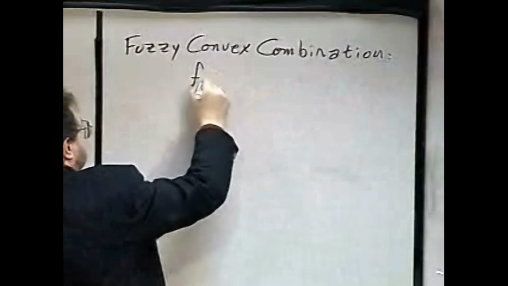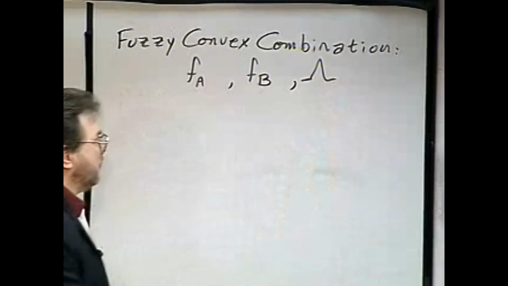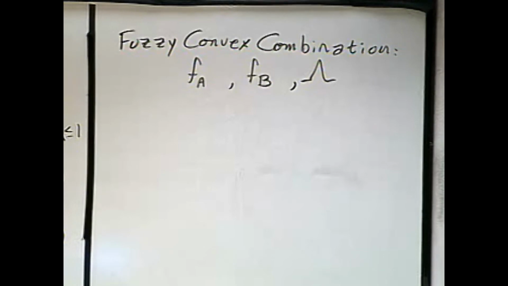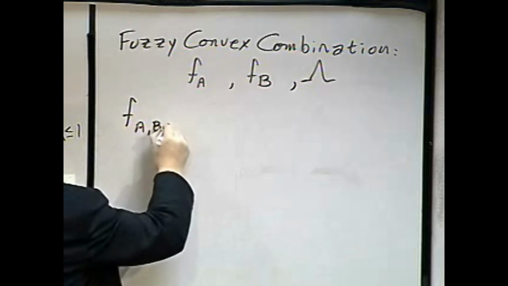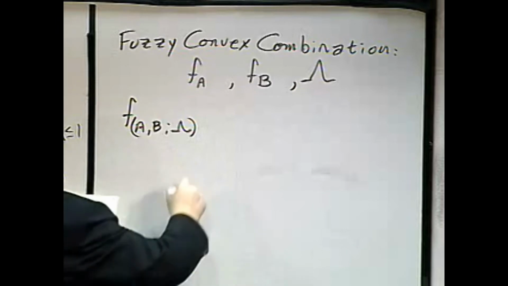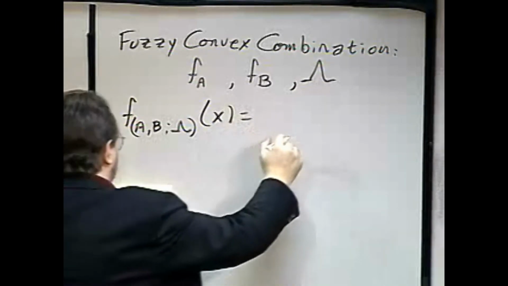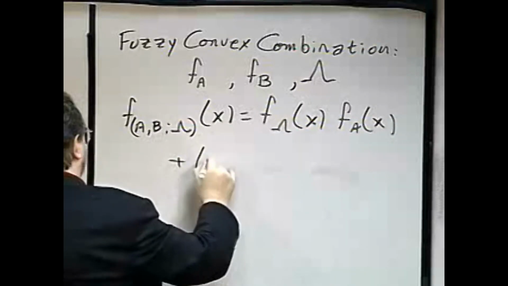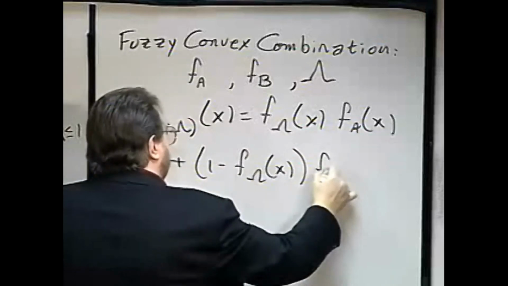of 2 sets. Zadeh actually used F's for his fuzzy membership functions. We've been using mu's. Let's use F's here. Then we're going to have a third fuzzy membership set. All of these are fuzzy membership sets, 3 fuzzy membership sets. And we are going to do a fuzzy membership combination, where the fuzzy membership combination of A and B using the fuzzy metric lambda as a function of x will be equal to f sub lambda of x times f sub A of x, plus 1 minus f lambda of x times f sub B of x.